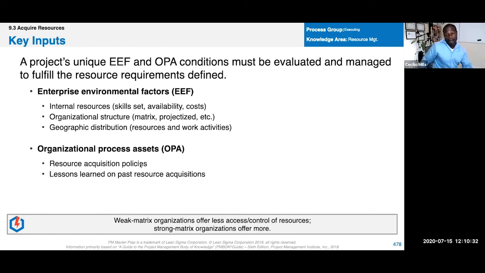We think about what the company has already that allows us to not have to reinvent the wheel when we're trying to onboard resources. But this could also be, will they get a laptop? Do they have to sign certain documentation? Can we bypass training? All of those things would be OPAs that we would think about when we onboard people.